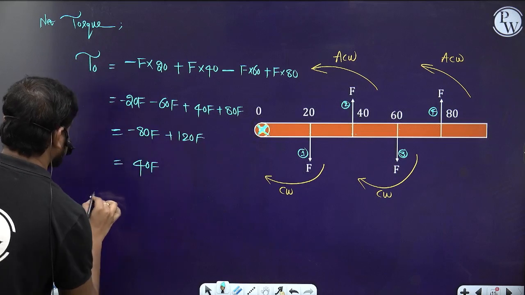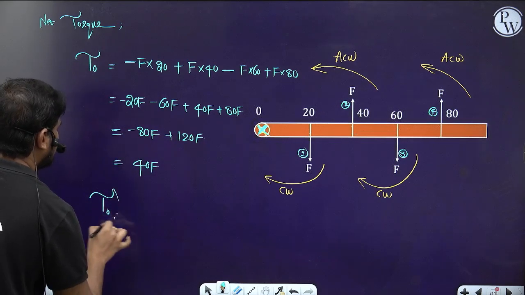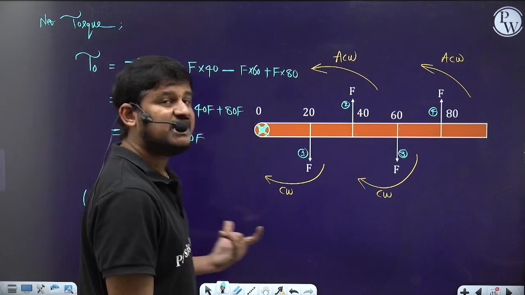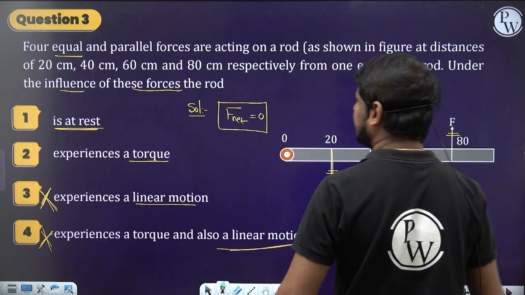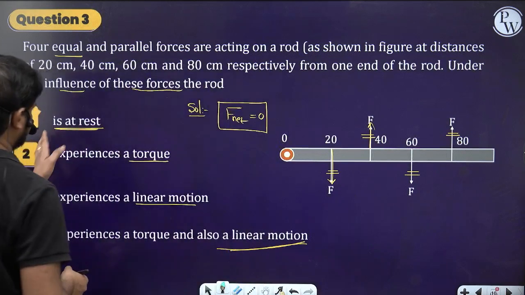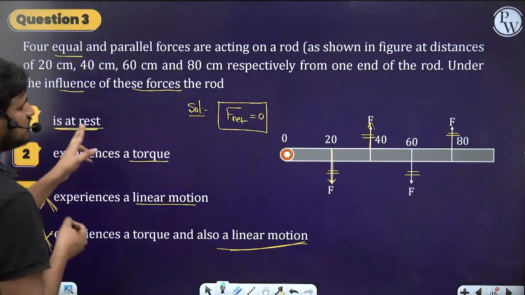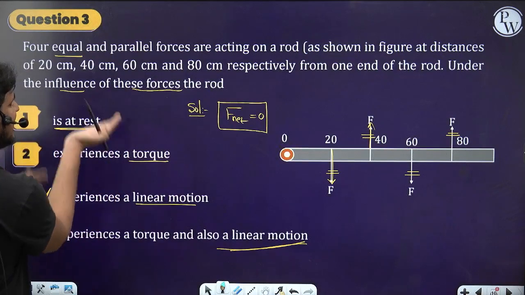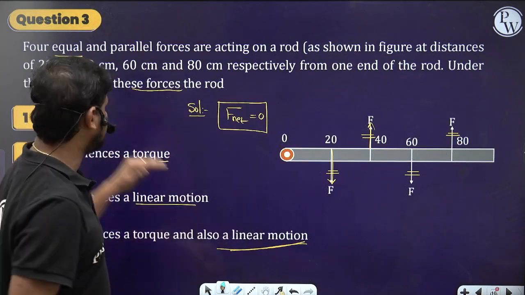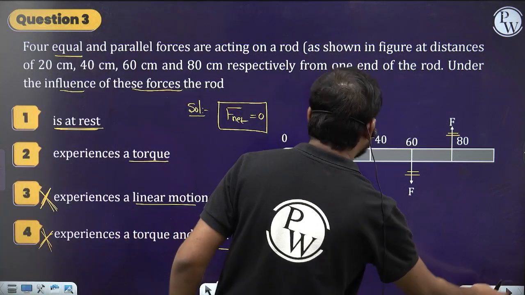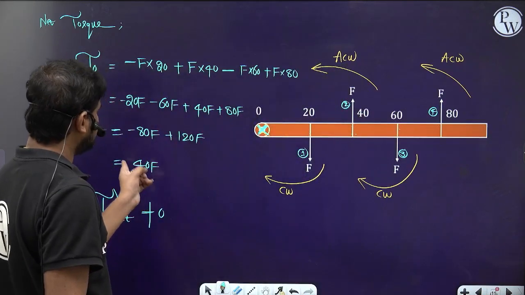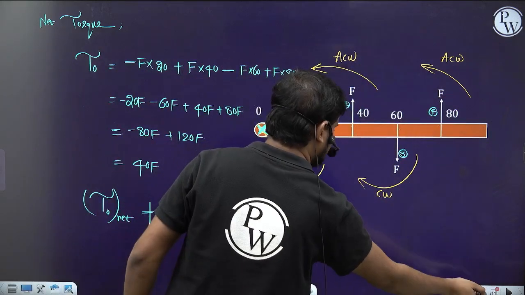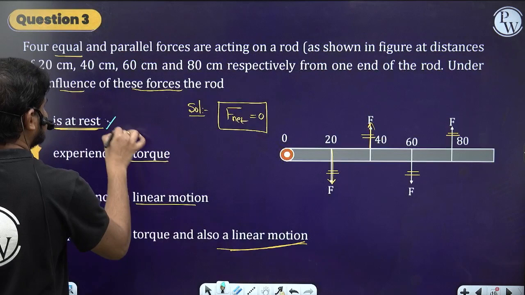So the torque about O, which is the net torque, is not equal to 0. If the net torque is not 0, we cannot say it is at rest, right? Because the net torque is not 0, it will rotate. In which direction does it rotate, sir? Because we got a positive value, it rotates anti-clockwise. Overall it rotates anti-clockwise. So that's why rest is the wrong option.